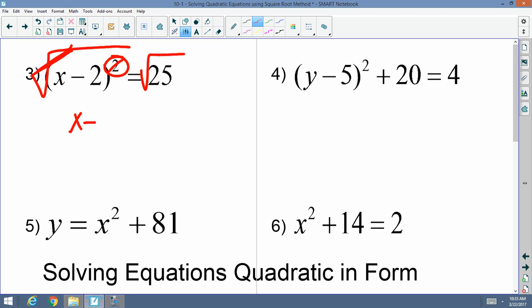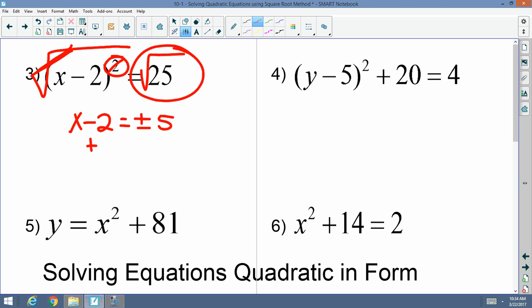So I have x minus 2 equals square root of 25. Wrong. It is plus or minus 5. We had just discussed that whenever I use a square root to solve for a variable, it must be plus or minus. Did we not go over that? Do you guys understand that? Okay, so x minus 2 equals plus or minus 5. So I've just created 2 different equations.